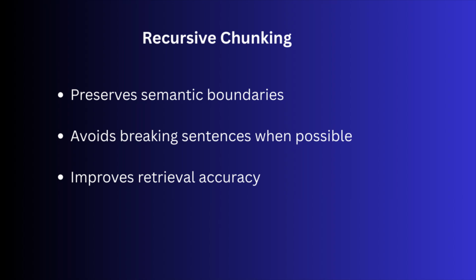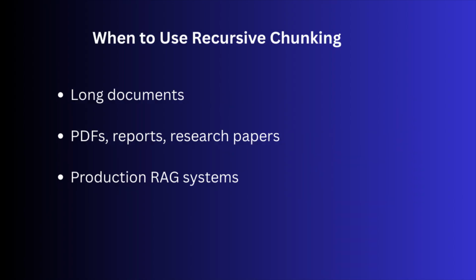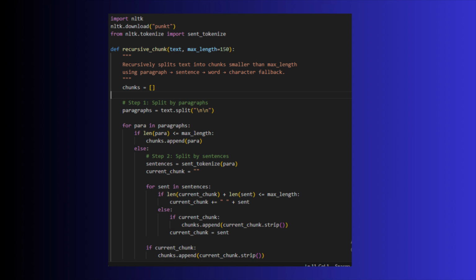Recursive chunking preserves semantic boundaries, avoids breaking sentences when possible, and improves retrieval accuracy. You can use recursive chunking when you use long documents, PDFs, reports, research papers, or production RAG systems. This is a Python example that uses recursive chunking.